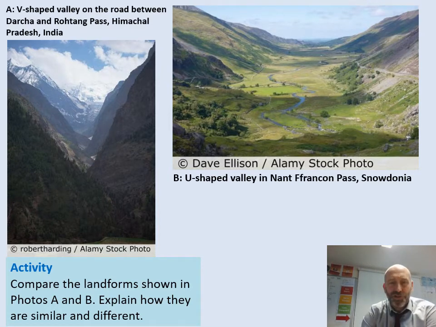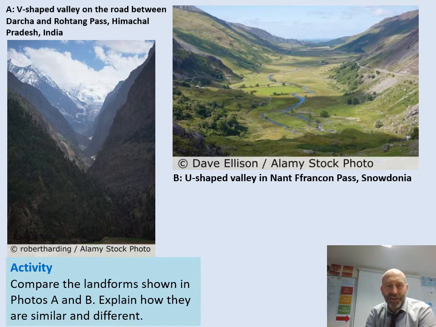So these two pictures clearly show a V-shaped and then a U-shaped valley. The one on the left is a V-shaped valley in India, and you can see that the river has, over many, many years, eroded down, and in the bottom of that V-shaped valley, winding its way around those interlocking spurs, is a river. Now, the one on the right would have looked like that originally, but due to a huge glacier sat in it during the Ice Age, that's worn it away, cut off and truncated those spurs and created this U-shaped valley.